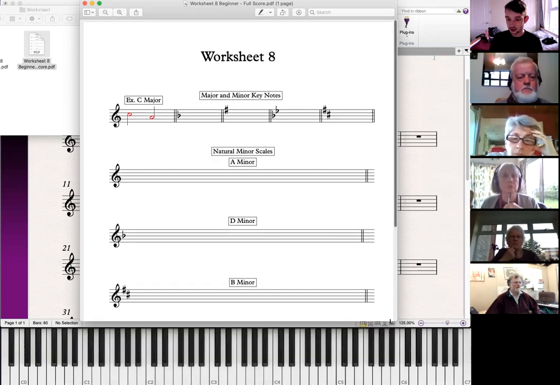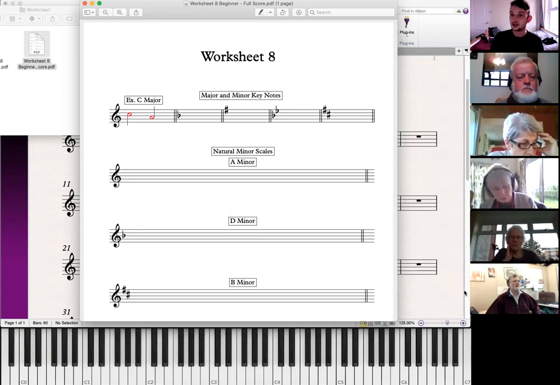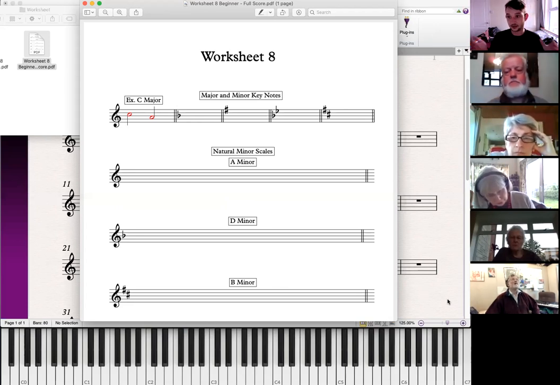The keynote of a scale or a key is the note that it starts on. So for instance, in the key of C major, the keynote is C. In the key of G major, the keynote is G. And the same goes for minor scales as well. So for the scale of D minor, the keynote is the note D, because that's the note it starts and ends on.